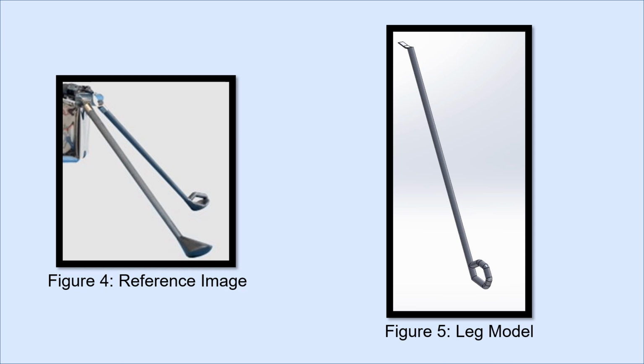Next, we have the legs. The legs are used for stability, as well as act as landing gears. In order to model the legs, we first sketched a curve using the line tool and fillet tool. We then used the swept boss base tool to add a body around the curve.